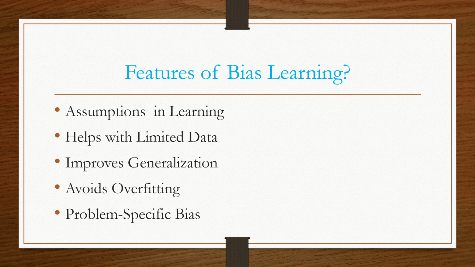Next one is helps with limited data. In many real world situations, we don't have tons of data. Bias acts like extra information that fills in the blanks. For example, if you only have 5 examples of what a dog looks like, a bias like dogs usually have 4 legs and a tail helps the model still work well.